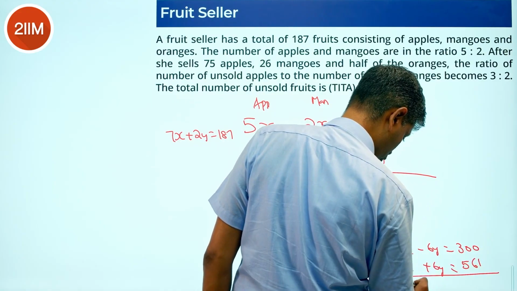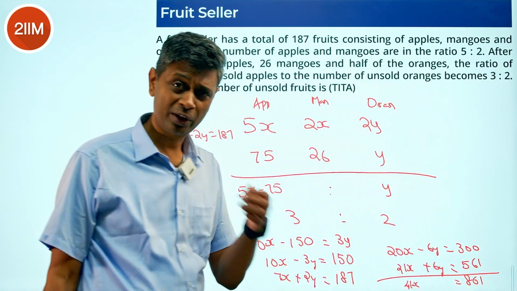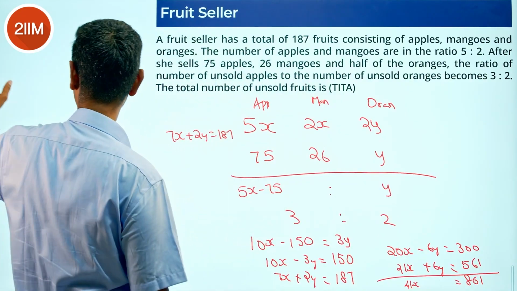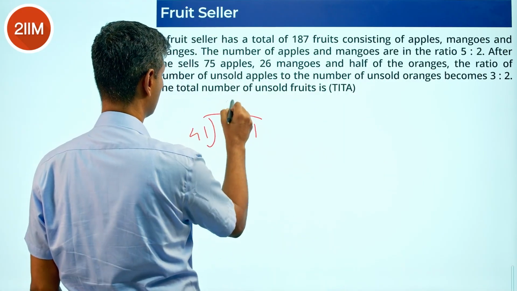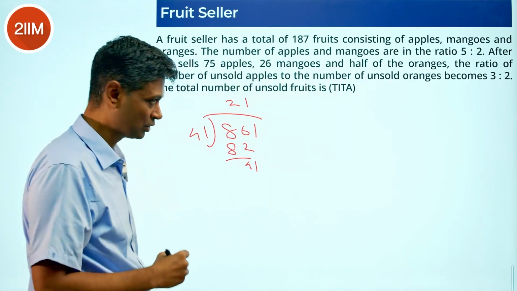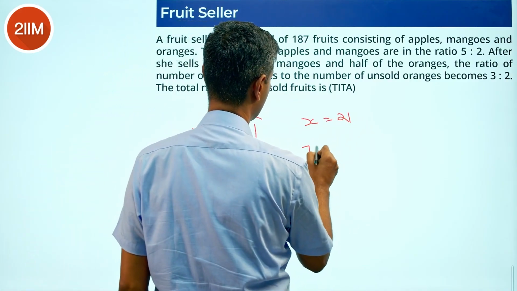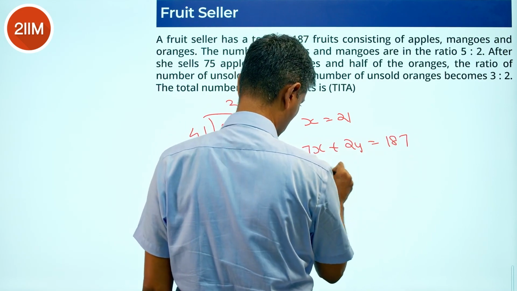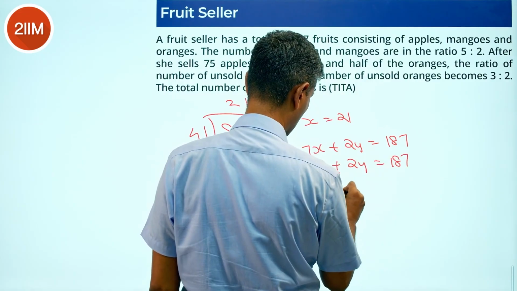Add these two. 41x equals 861. I was a little concerned that 861 doesn't seem to be like a nice number. 861 by 41 goes 21 times. Brilliant. So x is 21. We know that 7x plus 2y is 187. 147 plus 2y is 187. 2y is 40, y is 20.